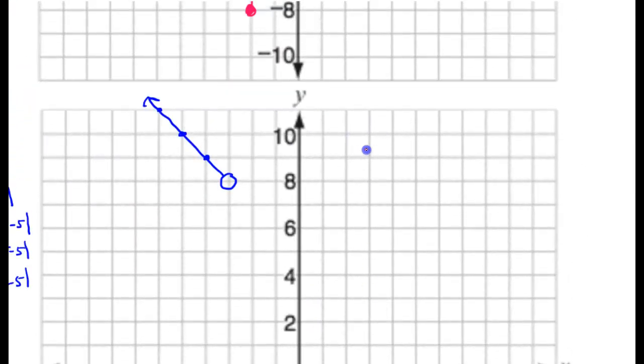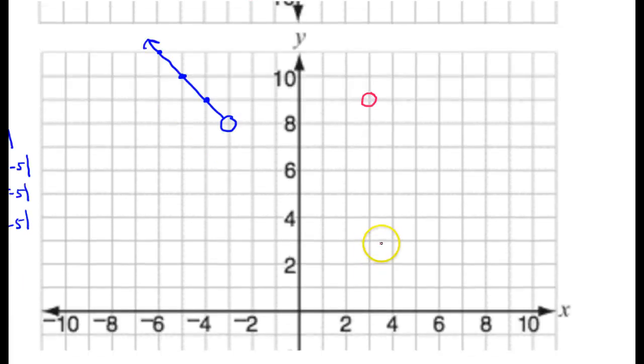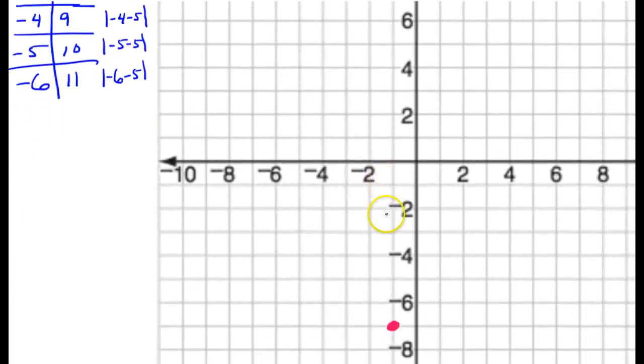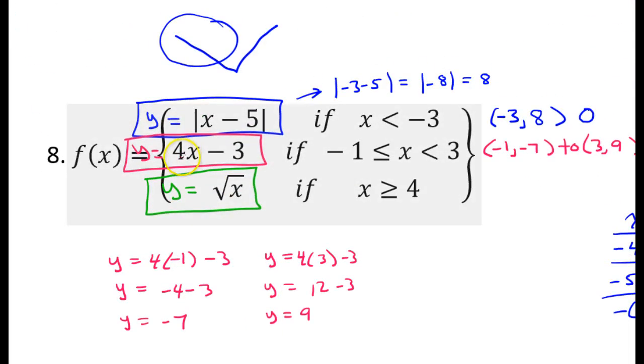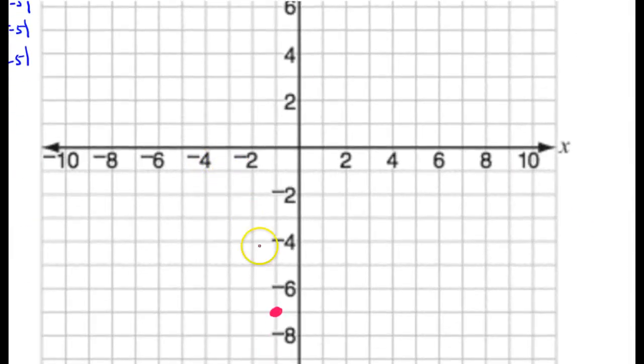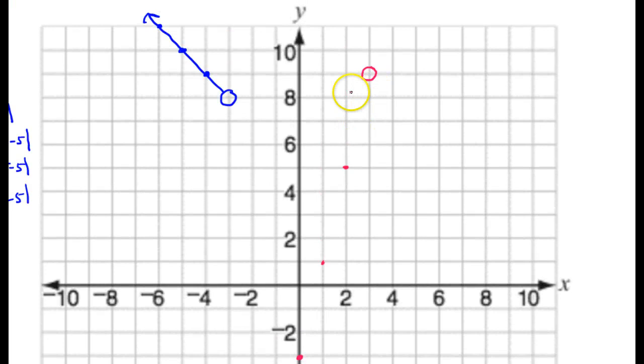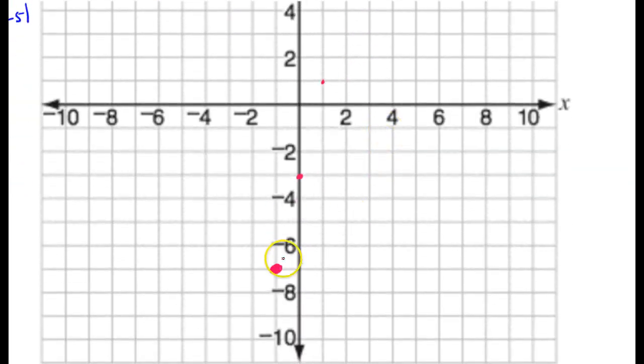Okay, open circle. So I just need to connect these points up. I can do it more efficiently if I pay attention to the fact that the slope is 4. So that means as I go along, I'm going up 4 over 1, sort of like this. Up 4 over 1, up 4 over 1, and up 4 over 1. So that will just help me draw the line a little bit better.